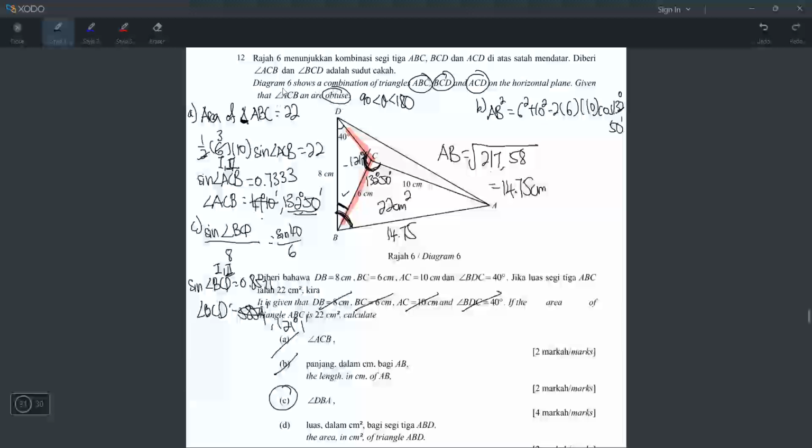Sometimes they will mention it in a question like this, but sometimes they won't mention it. You just have to use your eyes and determine. Actually, you can use your eyes to know whether it's quadrant 1 or quadrant 2. Like for this one, it's obviously more than 90 already. So it's very obvious.